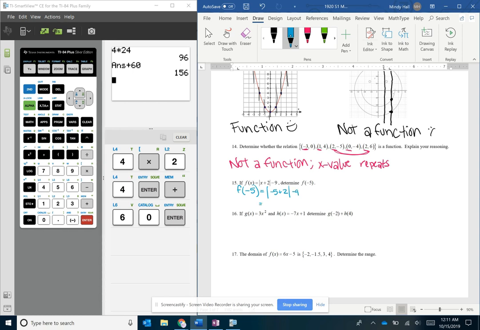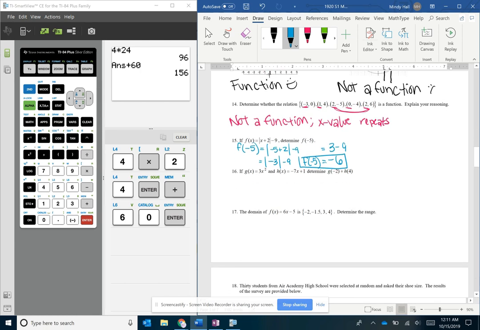-5 plus 2 would be -3. And the absolute value of -3 is going to be a +3. And so 3 minus 9 gives you -6. So then, technically, the correct way to write it is f of -5 equals -6.